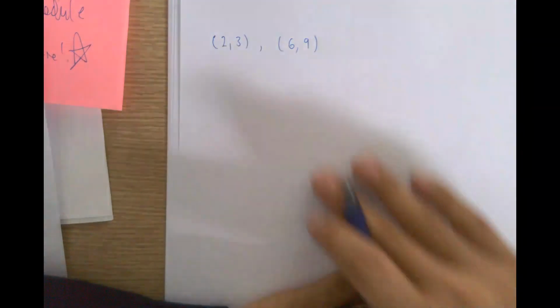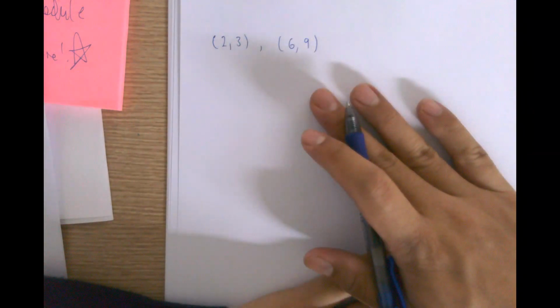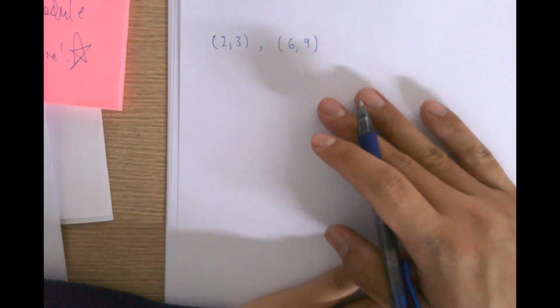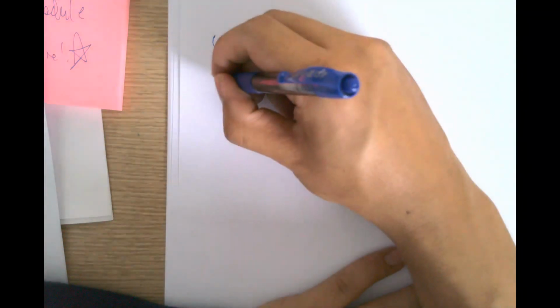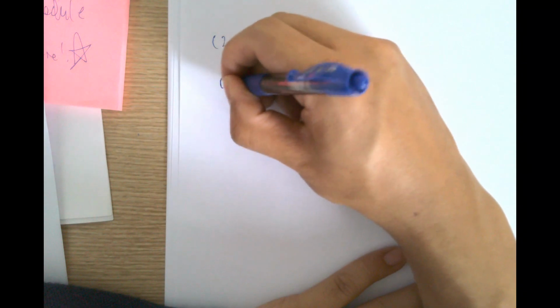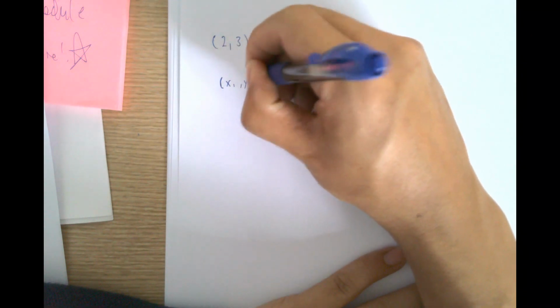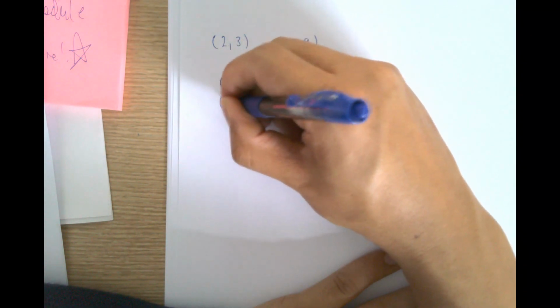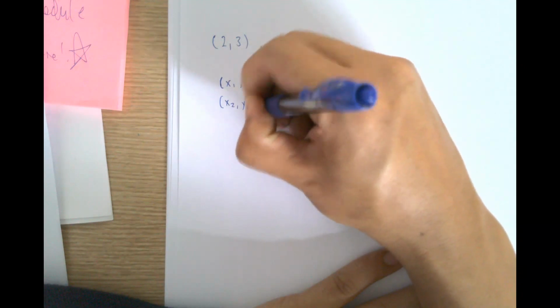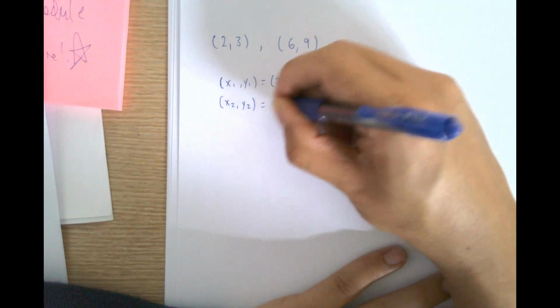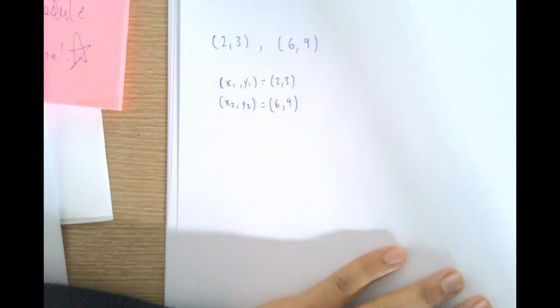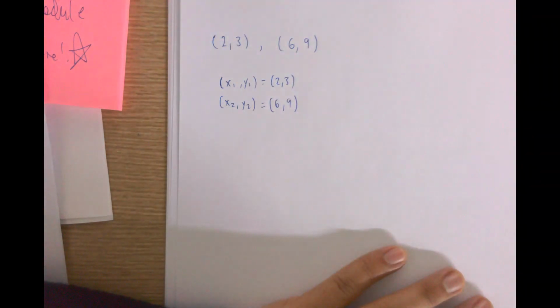Can you find the equation of the line given these 2 points, right? Find the equation given these 2 points. So the first thing we would do is identify our x1, y1, and identify our x2, y2. Okay? So the first thing we would do is go ahead and label our x1, y1, and then label our x2, y2.